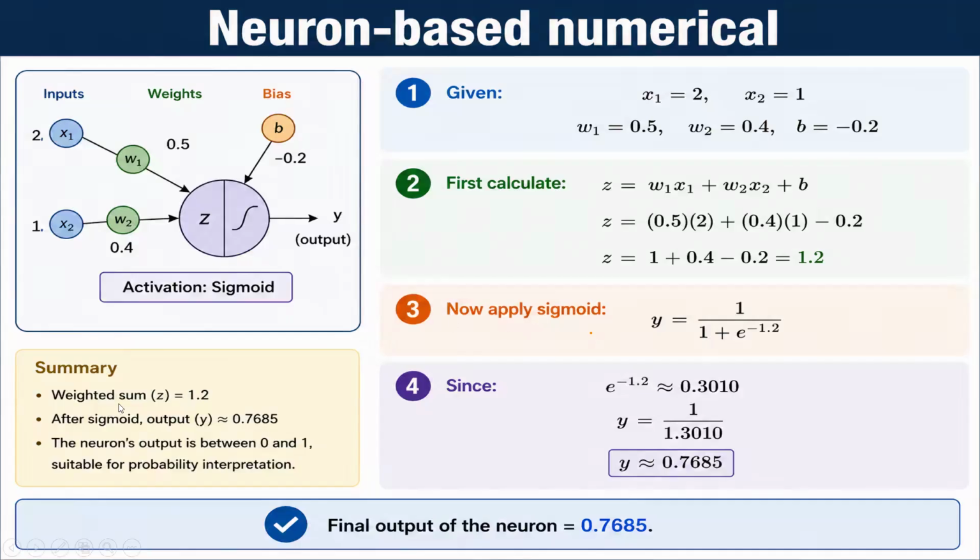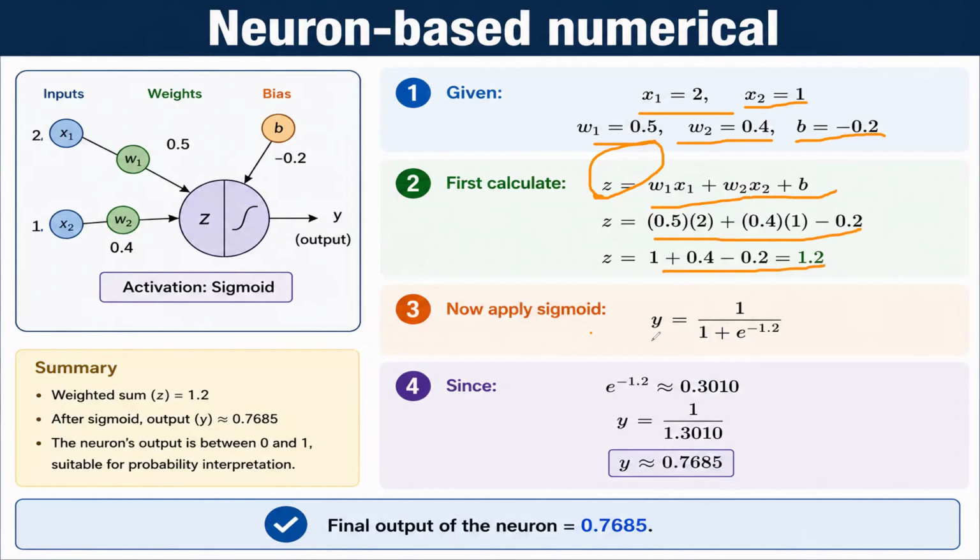Now next is a numerical based on a neuron. Let us see in this example the inputs are given: x1 is equal to 2, x2 is equal to 1. Weights are also given: W1 is 0.5, W2 is equal to 0.4, and bias is also given, minus 0.2. So first of all calculate the value of z. z is W1 x1 plus W2 x2 plus b. If you combine it, you will get the value 1.2.